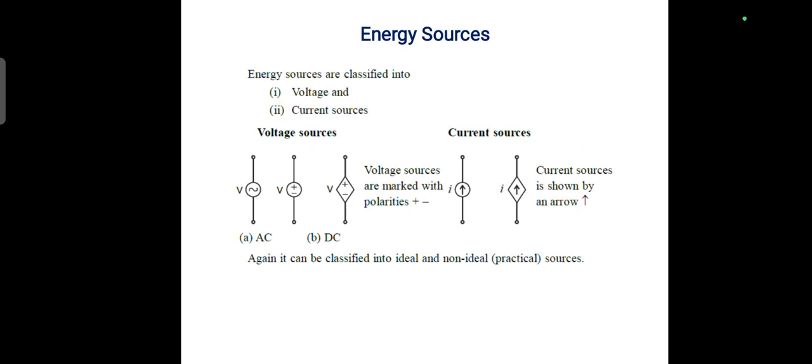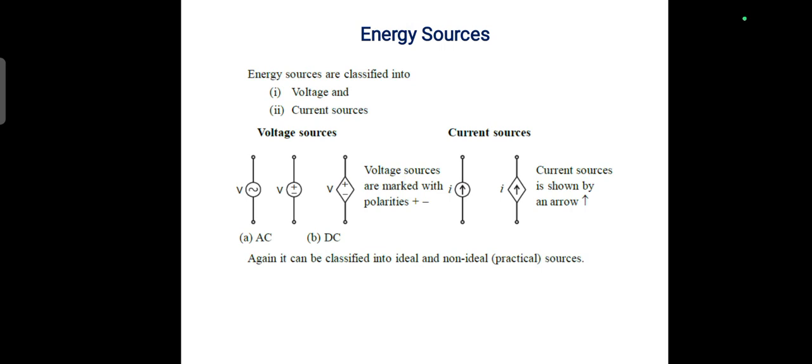So this is a summary of this one. And next, the basic components we discussed. Next one, the energy sources in the electric circuits. We know that the energy sources in the circuits are the voltage source and the current source. So here is the symbol for the voltage source and the current source.